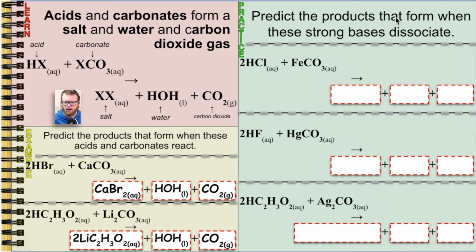So, predict the products that form in this reaction. We know that we're going to get a CO2 gas that comes off. We know we're going to get some liquid water that comes off because it is a carbonate reaction, and that's what happens there. So now we just need to figure out what the salt is. Well, iron is still going to be there, so we're going to have some form of iron, and then we're still going to have 2 chlorines left, so it'll be FeCl2 aqueous.